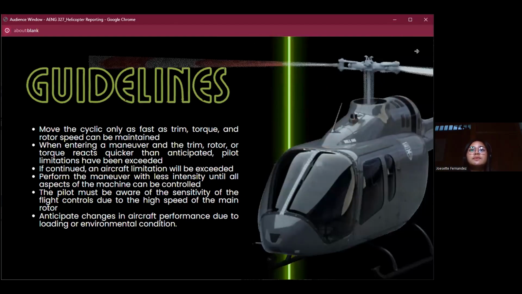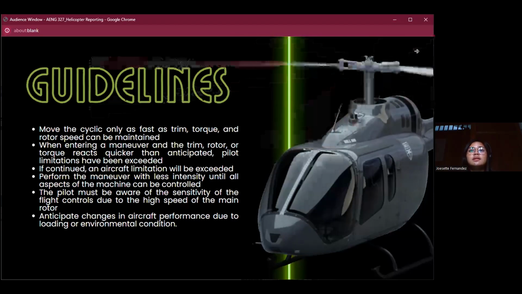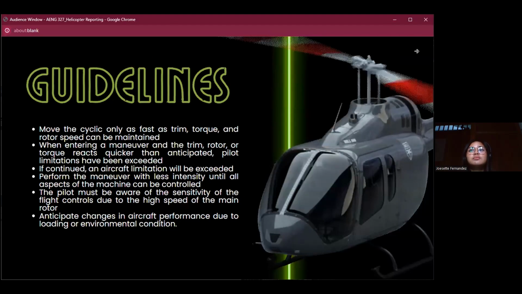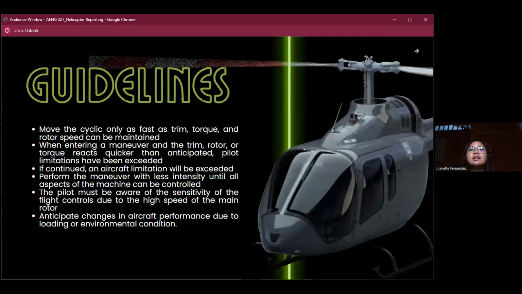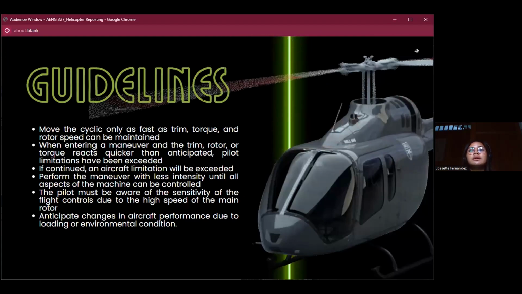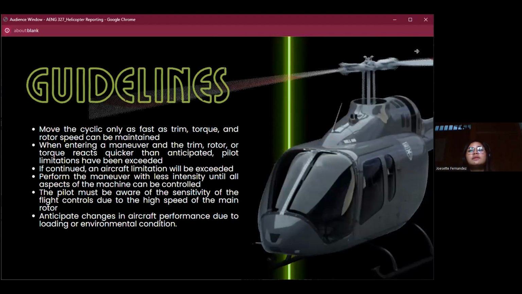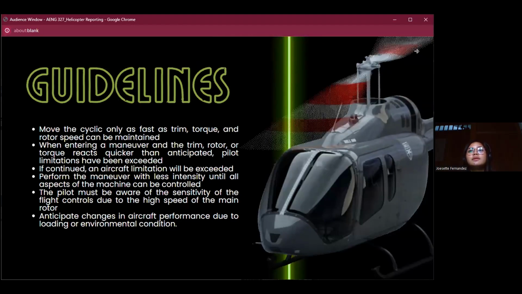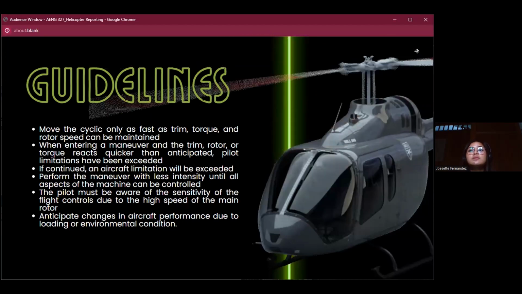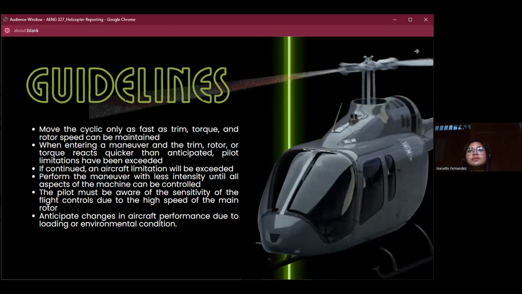Third one is if you continue, an aircraft limitation will be exceeded. Ignoring the warning sign mentioned before can lead to exceeding the helicopter's limitation. Continuing with aggressive maneuvers could result in damage to the aircraft or even loss of control. Fourth one is perform maneuvers with less intensity until all aspects of the machine can be controlled. So if you encounter unexpected responses during a maneuver, reduce the intensity of your inputs.